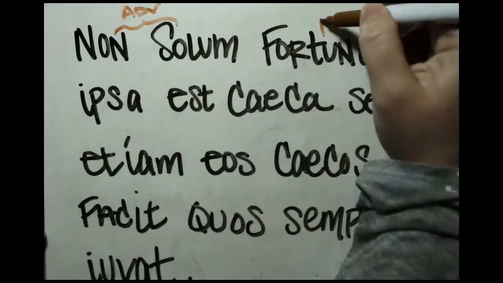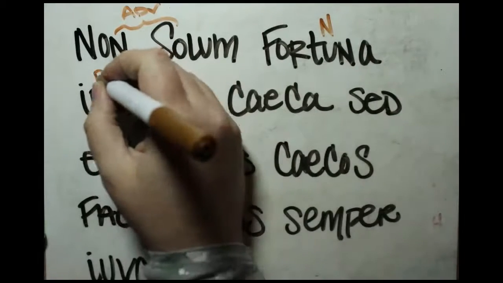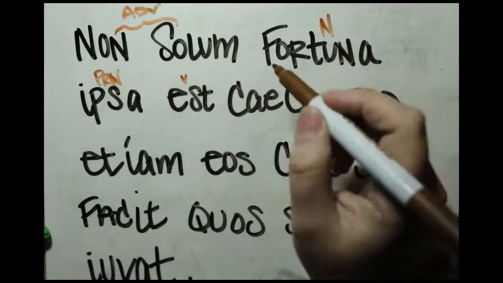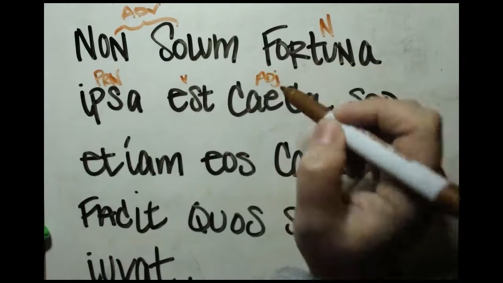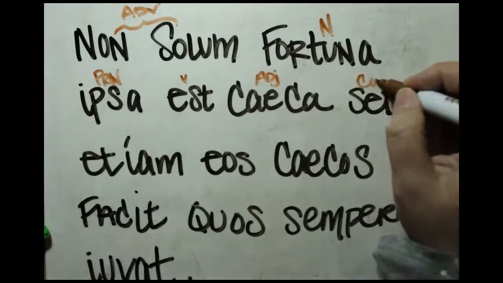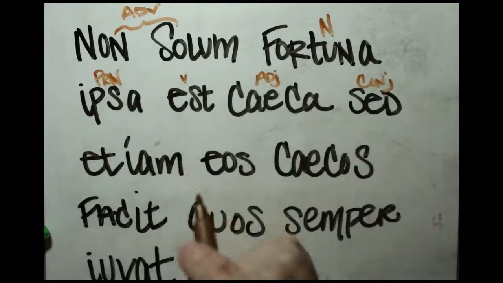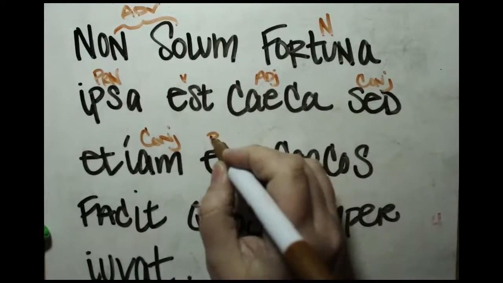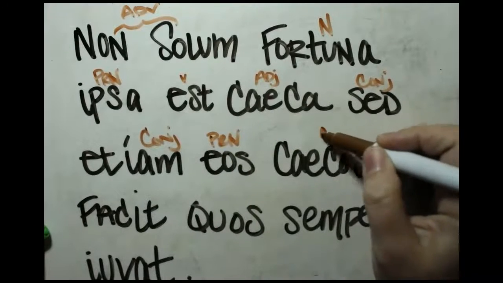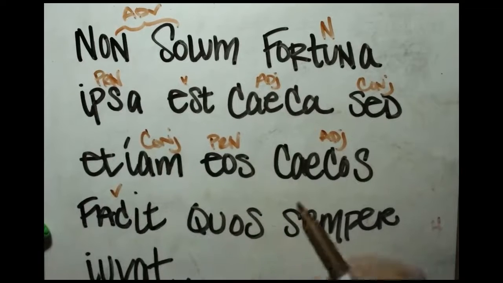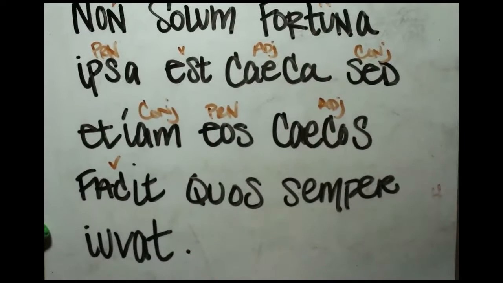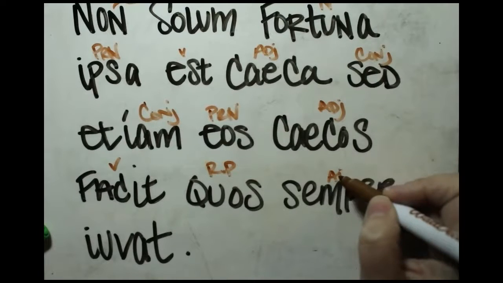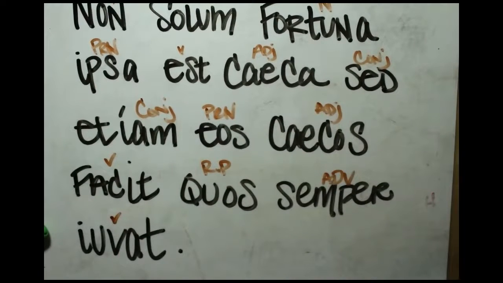Okay, fortuna, that's a noun. Ipsa, I just said, is a pronoun. Est, that's a verb. Caeca, this is an adjective. Sed here, this is a conjunction. Etiam, this is another conjunction. Eos here, this is another pronoun. Caecos, this is another adjective. Facit, this is a verb. Quos, we have a period at the end and not a question mark, so this is not an interrogative, it's a relative pronoun. Semper, this is another adverb, and iuvat is another verb.